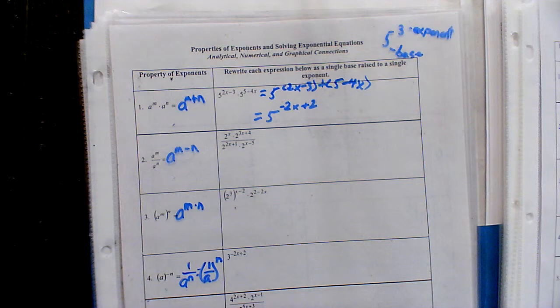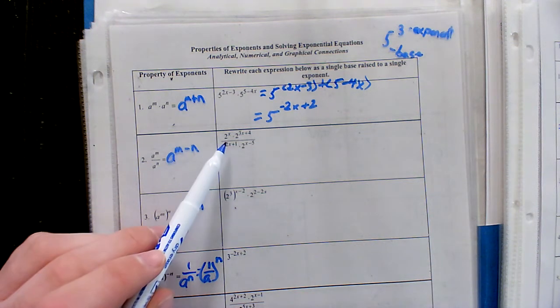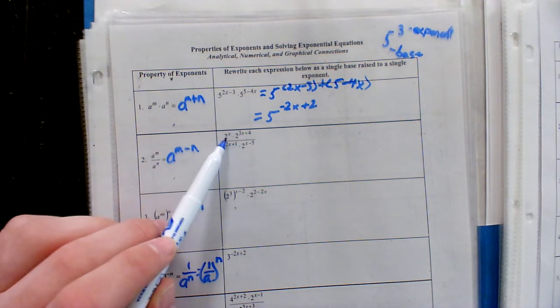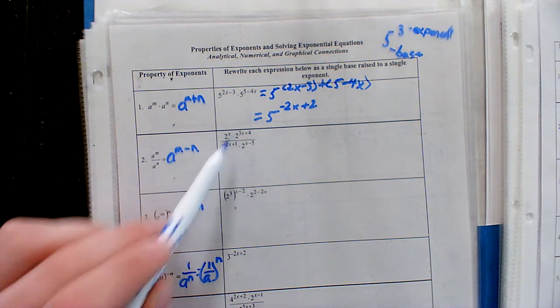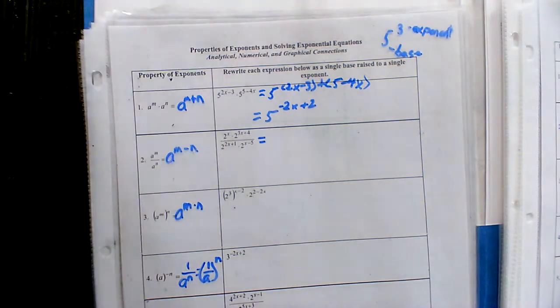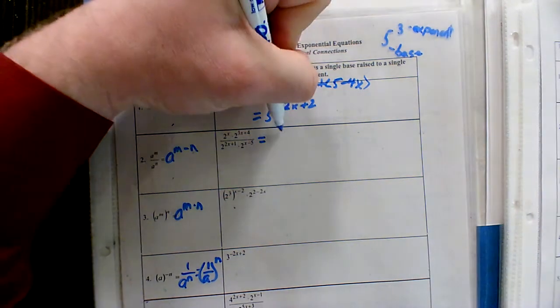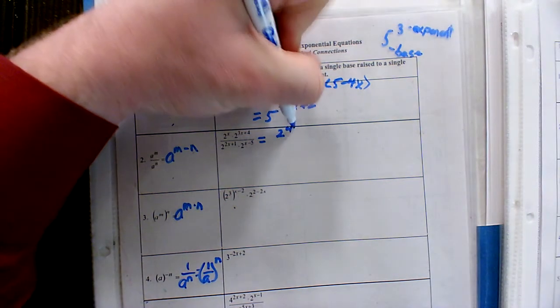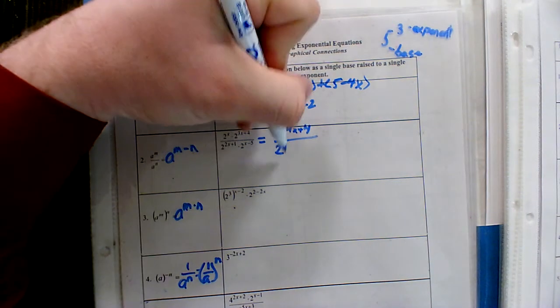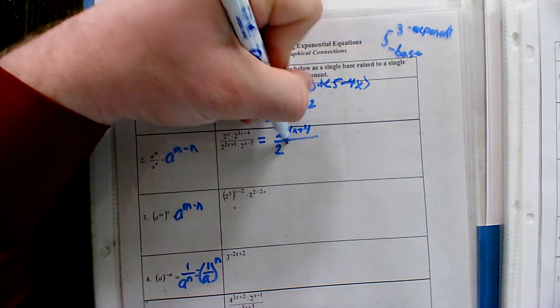Alright, the second one. We need to subtract. But before we subtract, we just learned the rule up above. When we're multiplying, we can add. So we need to add our exponents on the top, add our exponents on the bottom, then we can subtract them. So on the top, we get 2 to the power of 4x plus 4. And on the bottom, we get 2 to the power of 3x minus 4.